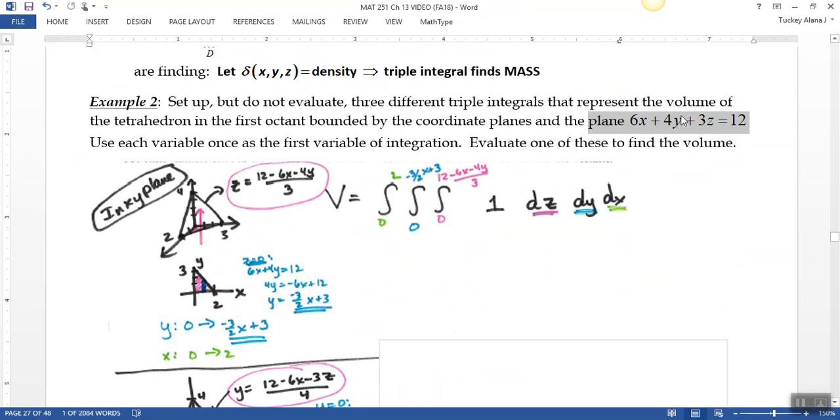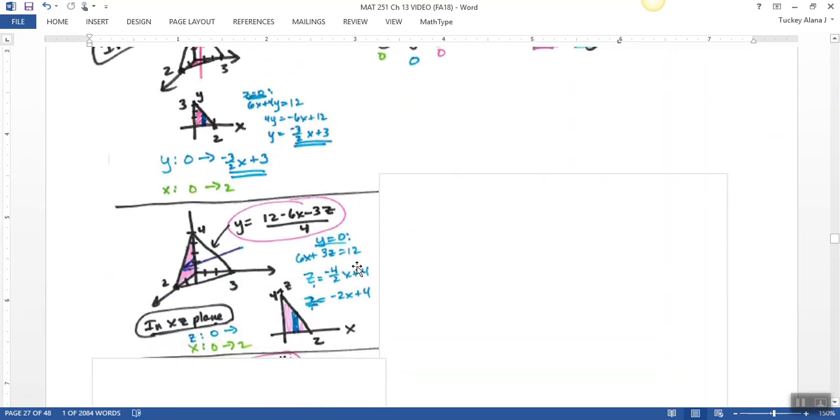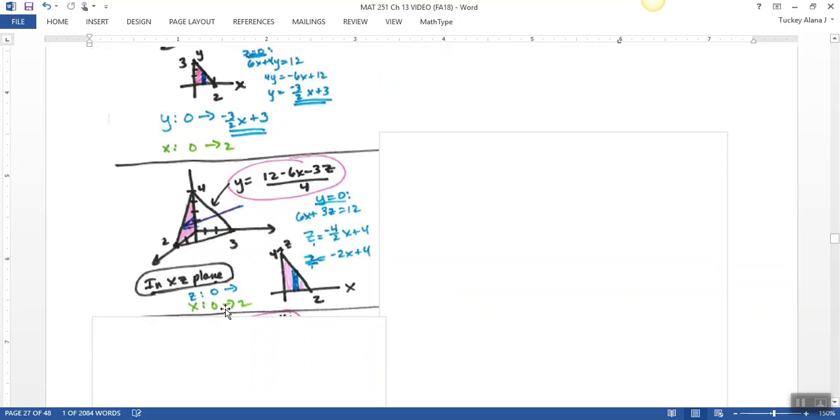So if you put 0 in for y, because that's your first integration is going to be with respect to y, then you'll have 0 there. So you'll have 6x plus 3z equals 12, which is right here. And then you solve that for z, you'll have z equals negative 2x plus 4. So now I'm going to draw the triangle in the xz plane right here. So the x is going to go from 0 to 2 again, but the z is going to go from 0 to that function, negative 2x plus 4, right there.